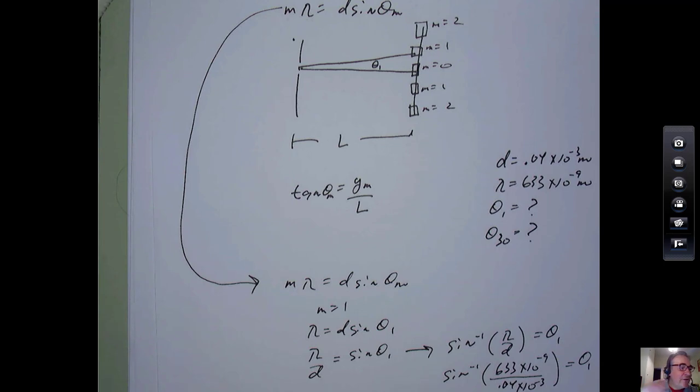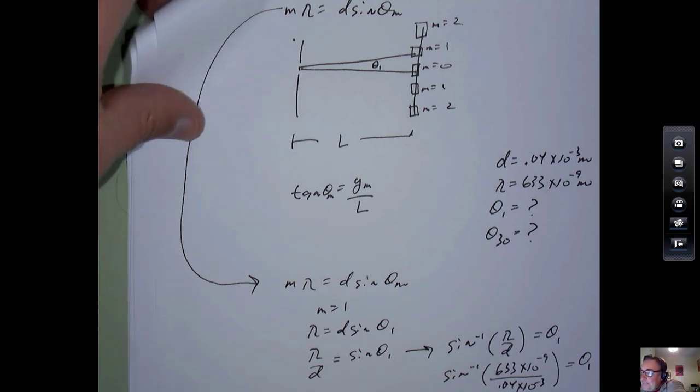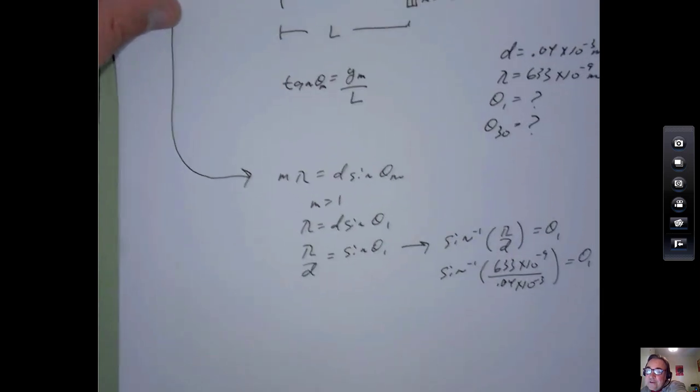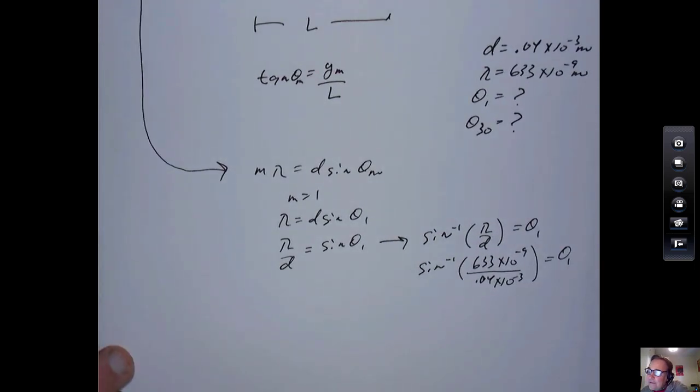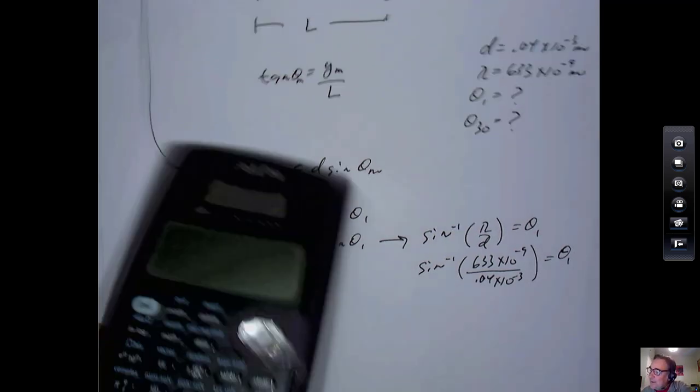Let's see if I've got my calculator here. Again, you could do the approximate way, the formulas that you saw. Just be careful, because when you do that, the angle turns out to be in radians. If they want the answer in degrees, you'll have to convert it back to degrees.